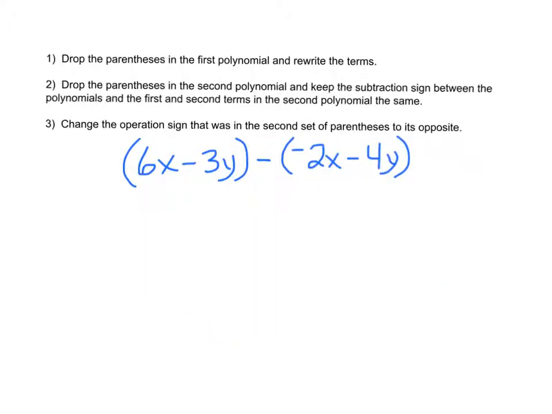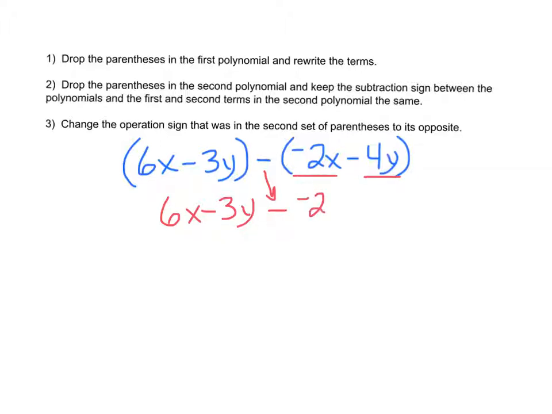Here's another example, and I'll use the same set of rules. First of all, I'll go through and I will drop the parentheses in the first polynomial and rewrite the terms that I have. So I have 6x subtract 3y. Then I'm going to drop the parentheses in the second polynomial, but I'm going to keep the subtraction sign the same. I'm going to keep both of the terms the same.